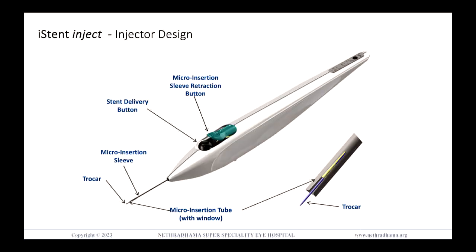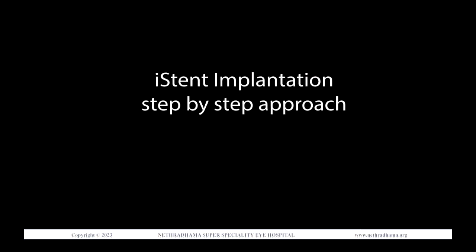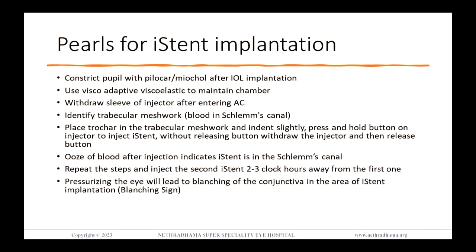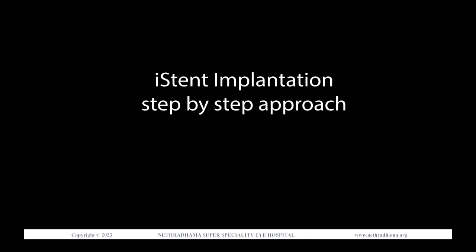This is the injector design. It has two buttons. It has a sleeve retraction button, which is the blue button that you're seeing here, and the black button is the iStent delivery button. So there's a sleeve which is protecting the trocar, which you need to pull back before injecting the device. Now let's come to this video of how to implant it step by step.